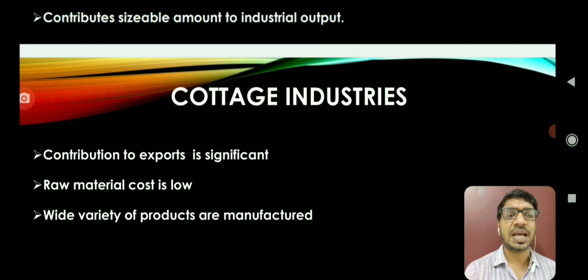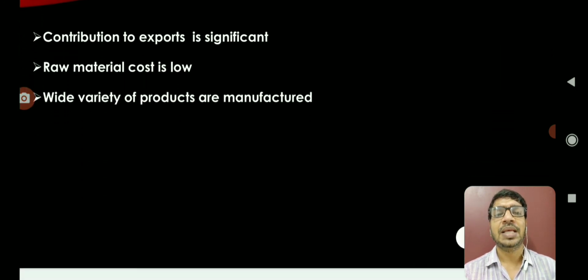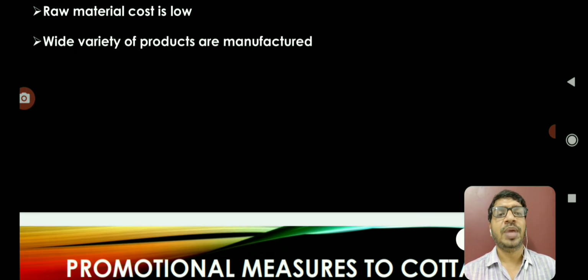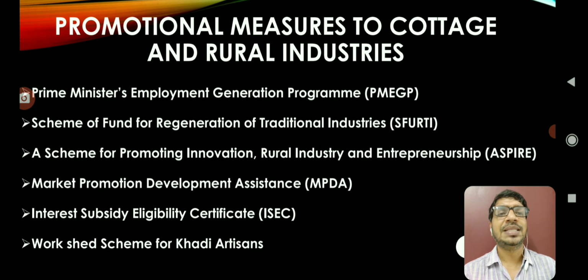As we discussed earlier, MSMEs contribute more than 30% of the exports. Raw material cost is low because they are locally available materials. It doesn't require any transportation or logistics costs, so raw material cost would be less. A wide variety of products can be manufactured through these cottage industries.